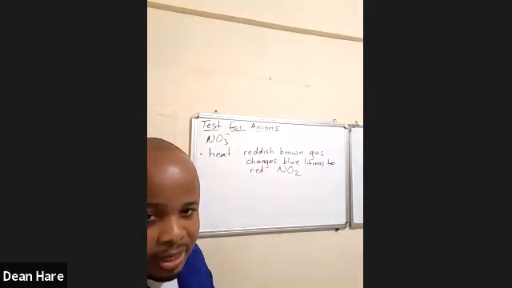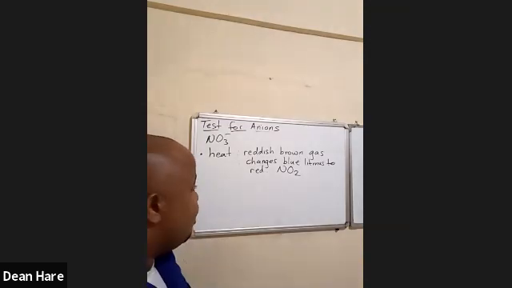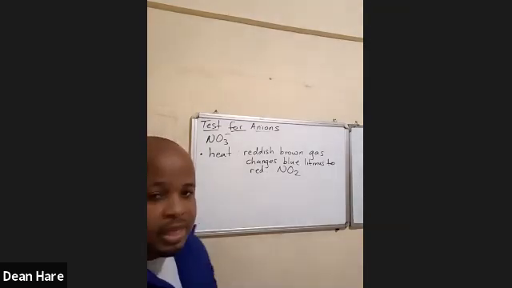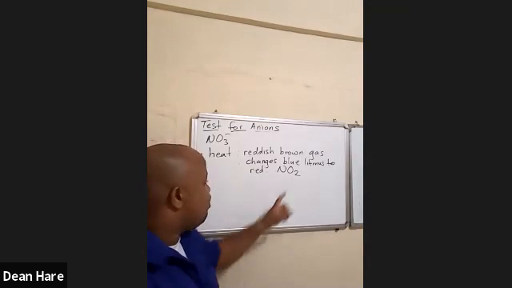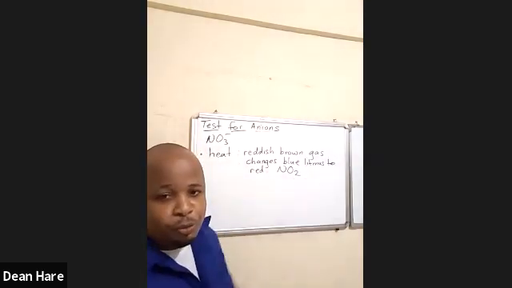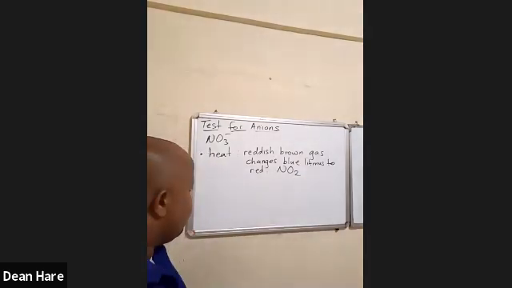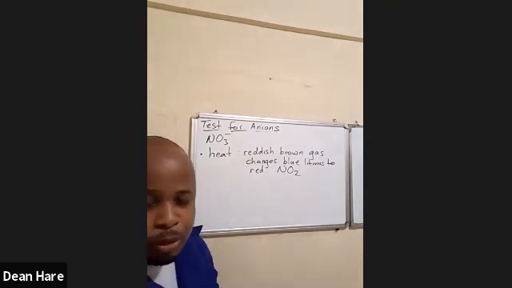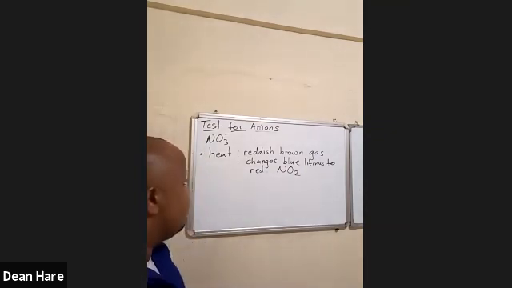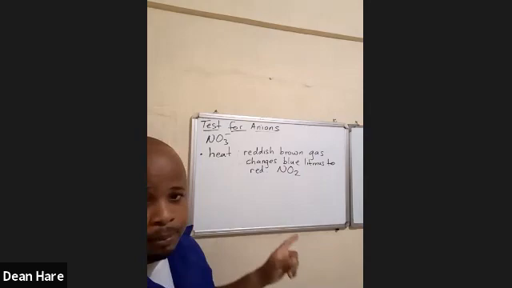It is an acidic gas. That means if you were testing it, it would turn damp blue litmus to red. Because remember, acids change blue litmus paper to red. So that is what would have happened.